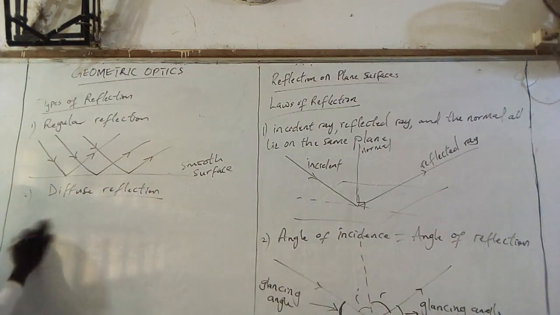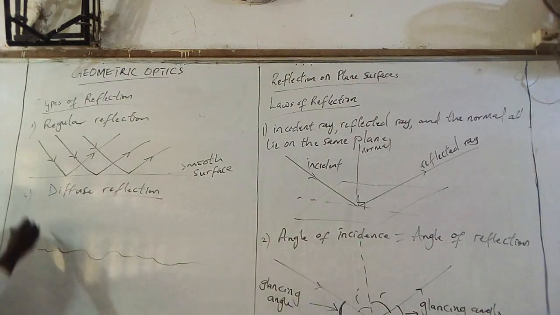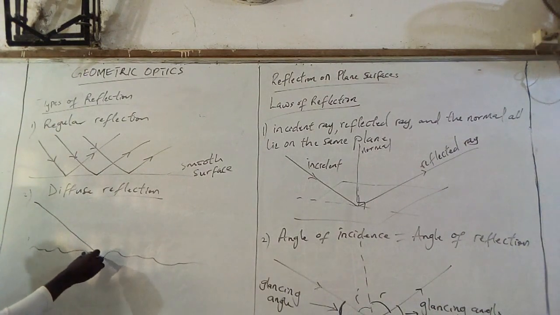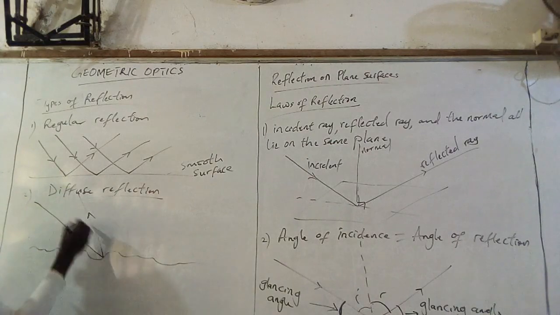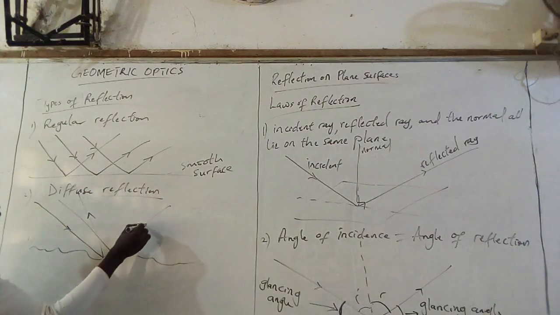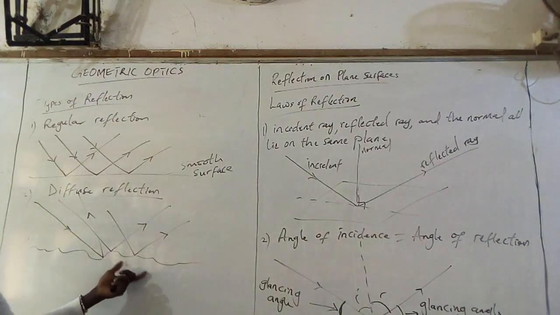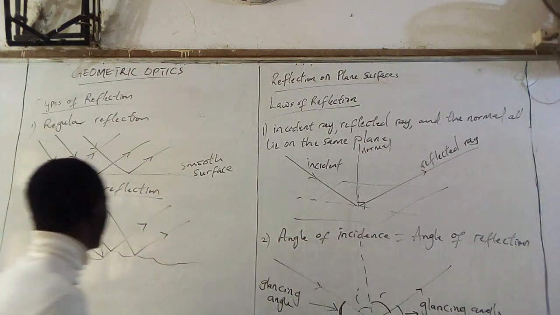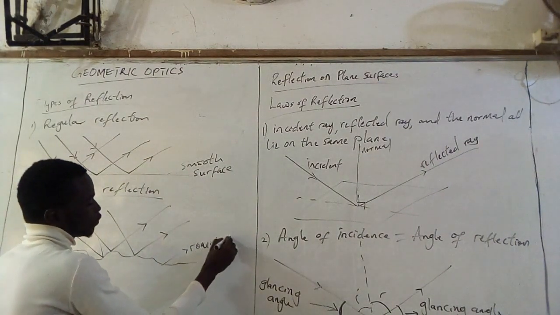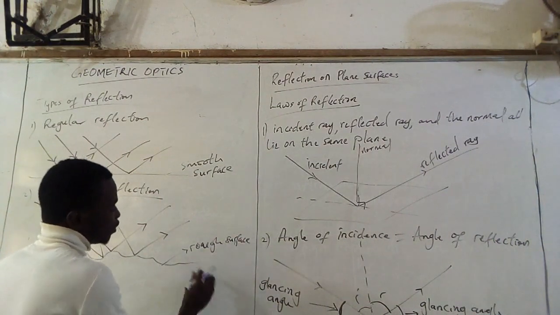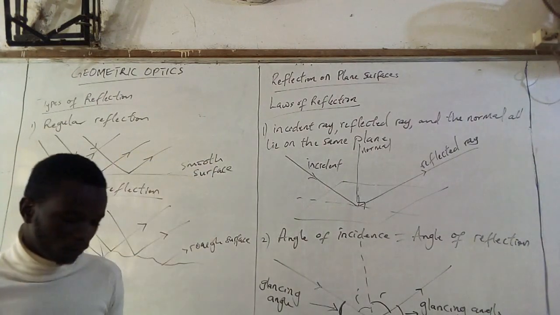Diffuse reflection is formed when the surface is not regular. So when a ray is incident, it can be reflected this way. When you have another one, it can just move this way. It's just scattered. So here, the angle of incidence is not equal to the angle of reflection. This is always formed by rough surfaces, just like a broken mirror. It's an example of that.